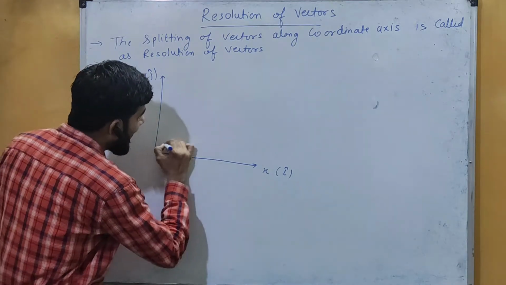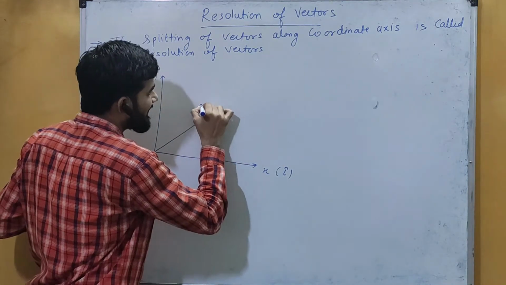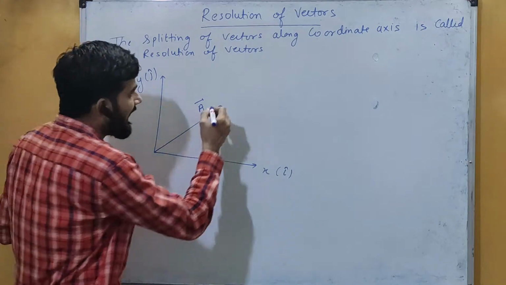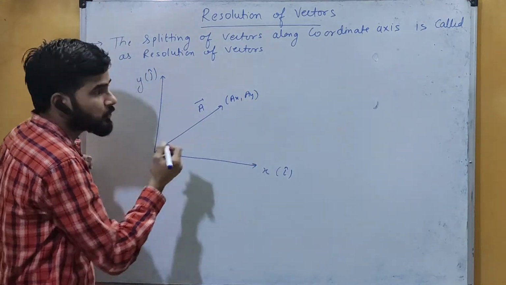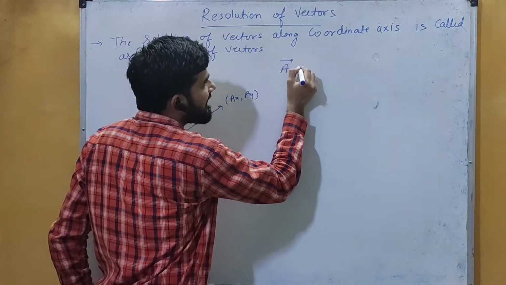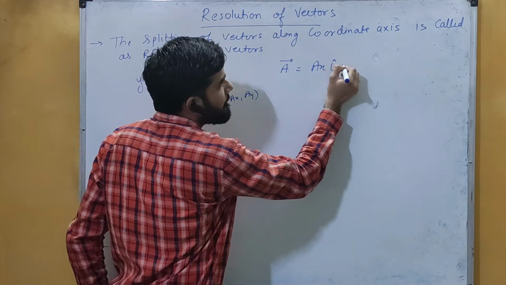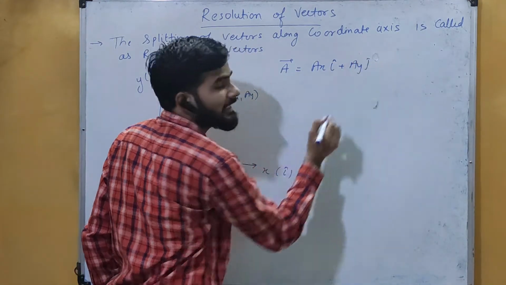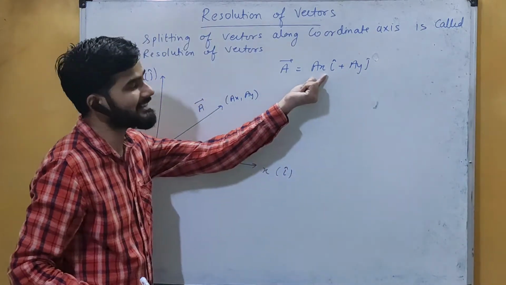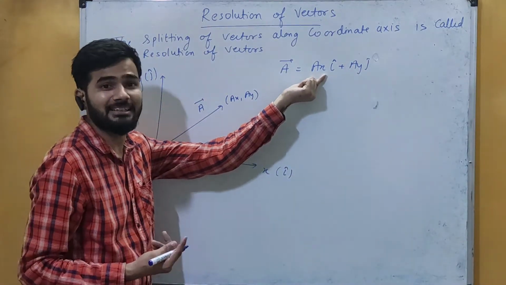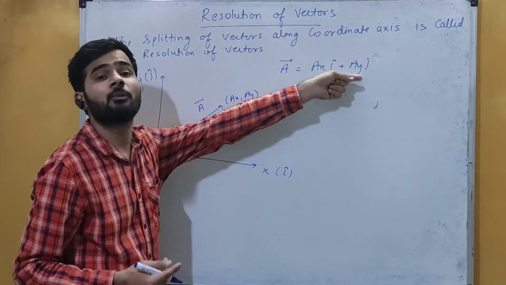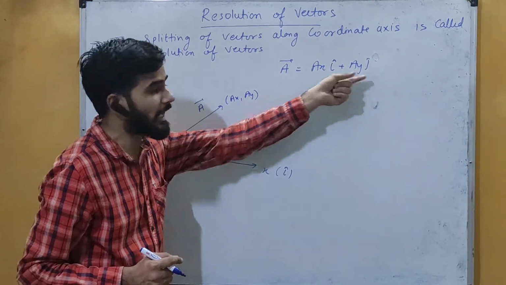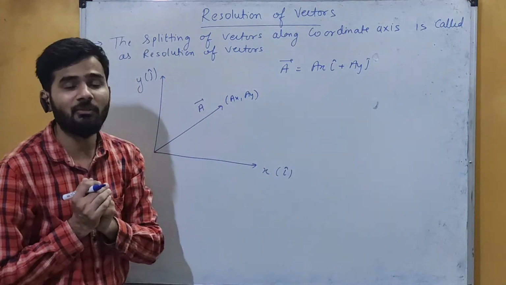Here we have any vector. This is the vector A, and the points for this vector are ax and ay. So I can write this vector A equals ax i cap plus ay j cap. Here ax is the component along the x direction, that's why I have written i cap, and ay is along the y direction, that's why it is j cap. So A equals ax i plus ay j.